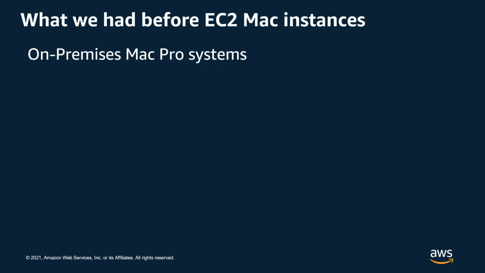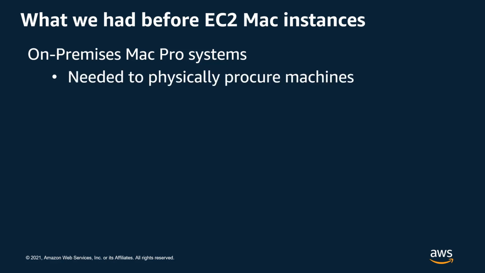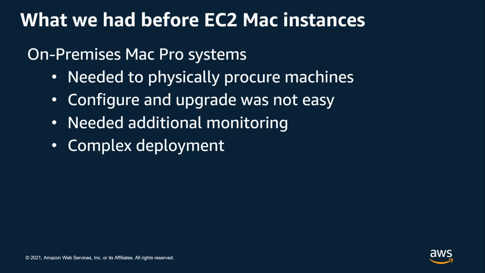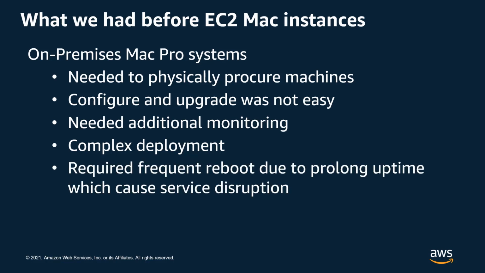To kick off our migration journey, first let me tell you what we had before EC2 Macs were available. We had on-premise Mac Pro systems serve as our build machines. Our globally distributed team had to physically procure, configure, and upgrade these machines. We also needed to provide additional monitoring to these machines due to their on-prem nature. Deploying fixes to these machines is not very simple. And often if something goes wrong, we had to reboot these machines, which can cause service disruption. Above all, the most limiting factor to our build throughput is that our build resources are limited. We can't just go spin up more machines in the middle of the day when we have more build demands.